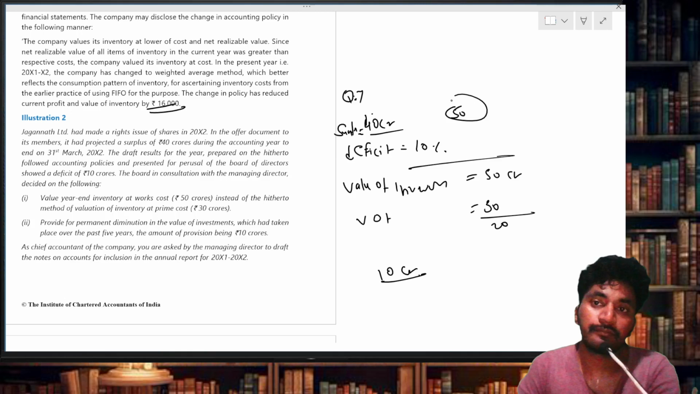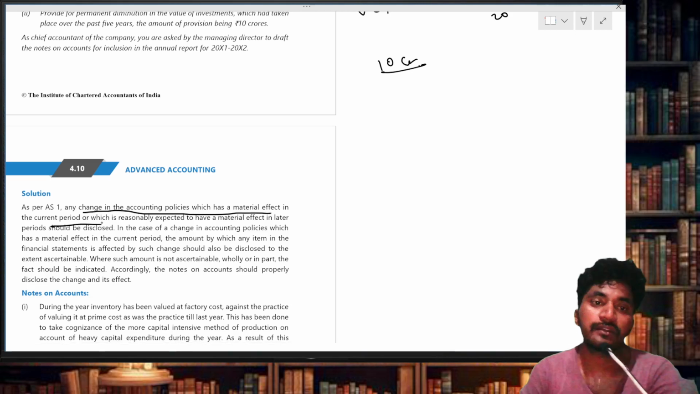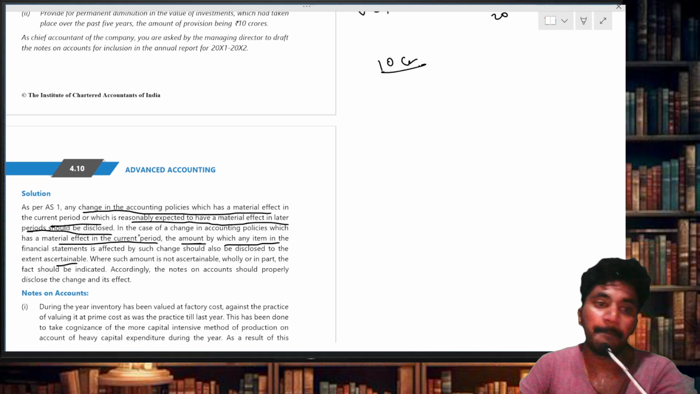So, accounting standard first: changes in accounting policies which materially affect the current period, or are reasonably expected to have a material effect in later periods, should be disclosed. The amount by which any item in the financial statement is affected by such changes should be disclosed to the extent ascertainable. Okay.